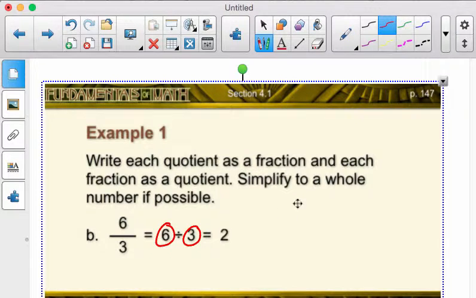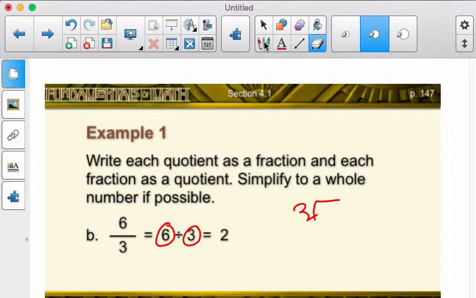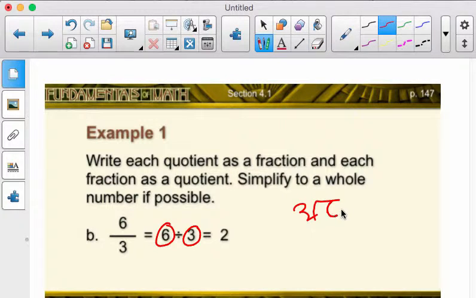Now, of course, we don't need to set it up like this, right? If you remember your division facts, you know already that 3 goes into 6 2 times and you don't need to work it out. But if you do need to, well, you shouldn't at this point, but if you do, that's what we're basically doing. Now, 6 divided by 3 gives us 2. So notice, in that case, we were able to simplify this fraction to a whole number.